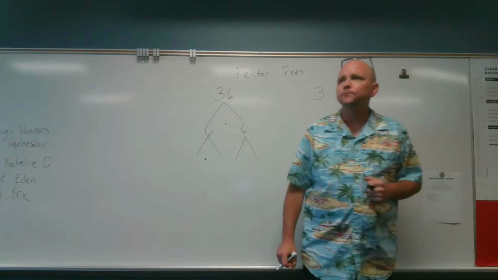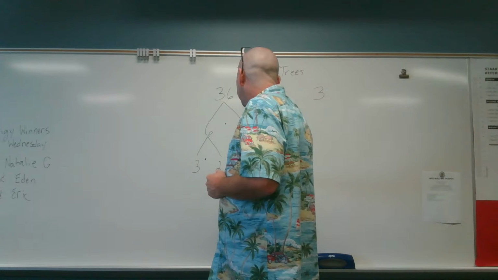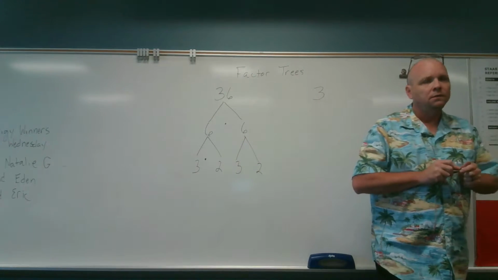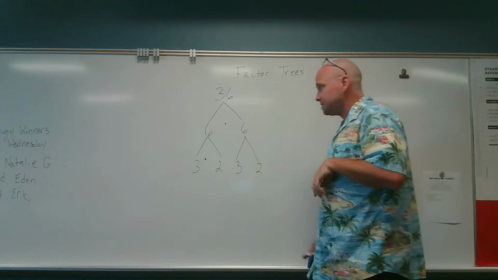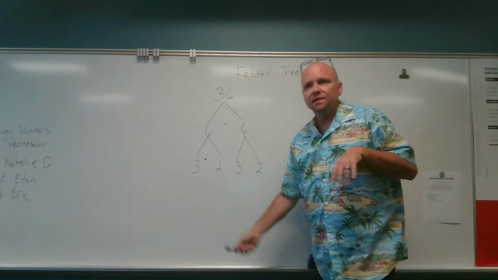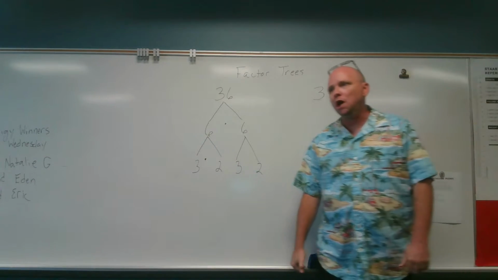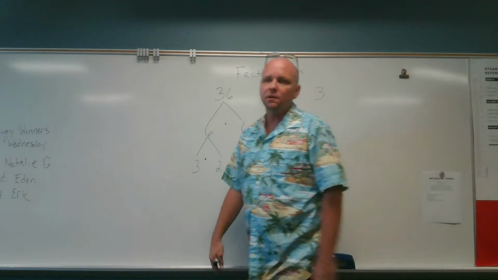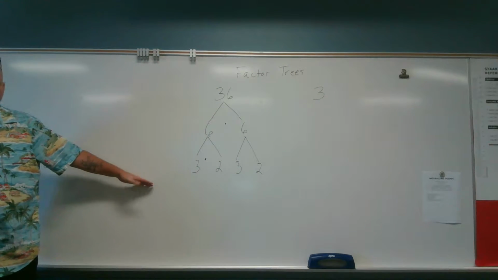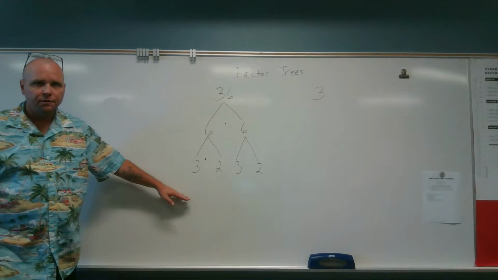Tristan? 3 times 2. Those are the ways I can get 6. I can't put 6 times 1. When I'm doing this, I don't want 1 anywhere in my factor tree. No 1! Not like no one a person. No number 1 in my factor tree. Okay. All right, we good? You sure? We're good?